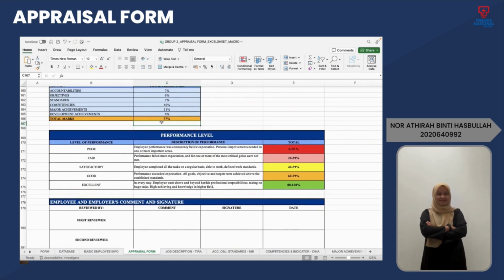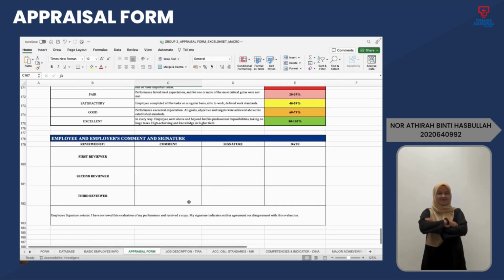For example, if they score 77%, it falls under the good level, indicating that their performance exceeded expectations and all goals, objectives, and targets were achieved above the established standards. Lastly, there are the comments and signatures of the reviewer section.